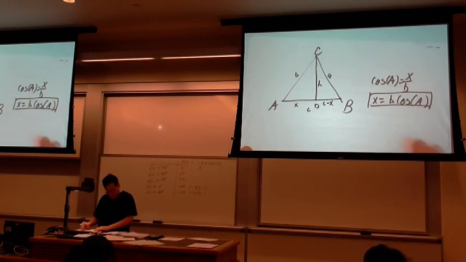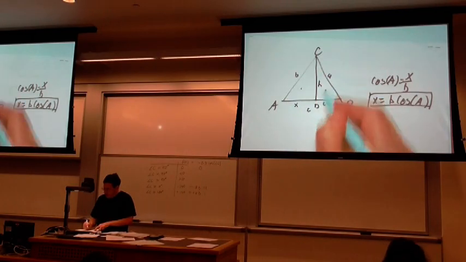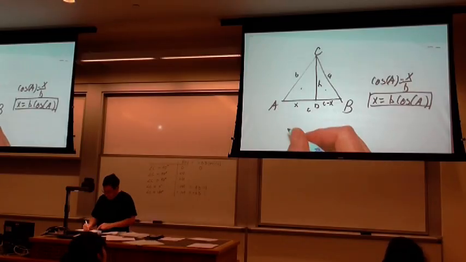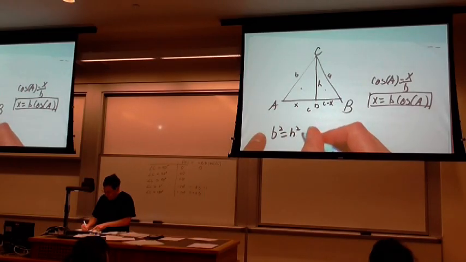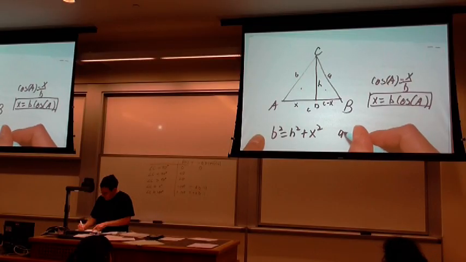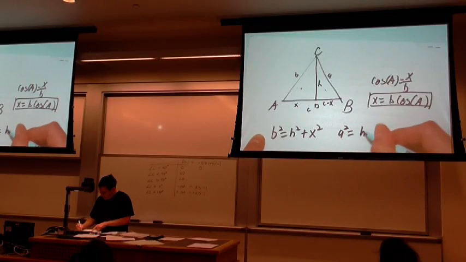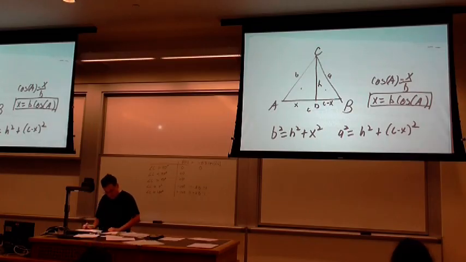All right, now we're going to apply the Pythagorean theorem to these two triangles. So for the first triangle, on the left, we have b squared equals h squared plus x squared. And for the one on the right, we have a squared equals h squared plus (c minus x) squared. Okay, so far so good.